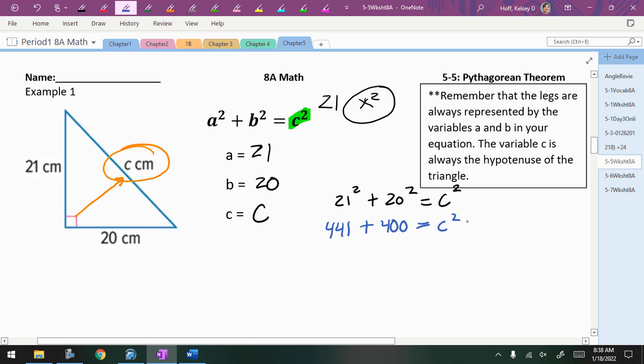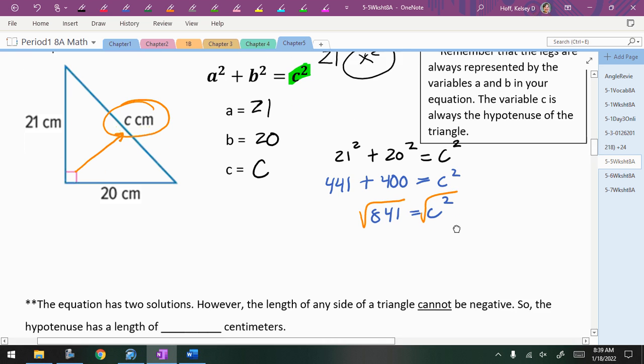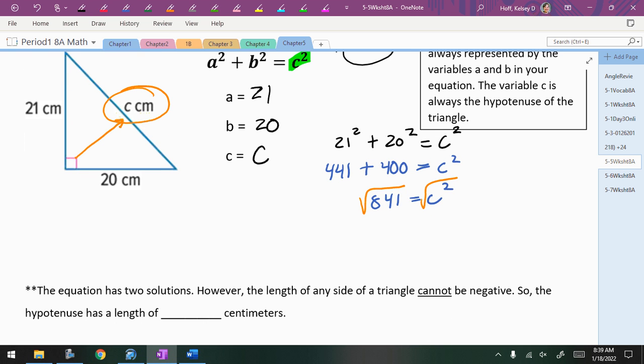What do you think I do next? We need to add those two together because they're on the same side of the equal sign. 841 equals C squared. That's what C squared equals. But I want to know just C. How do I get rid of that squared? I got to do the check mark one. So this is where you do the check mark on your calculator. Because when I check mark that, it gets rid of the squared and I leave just C.